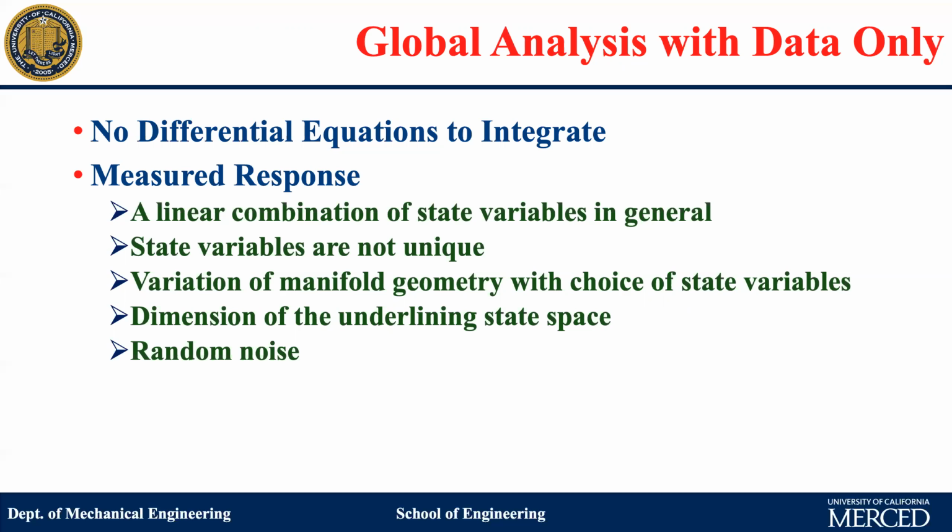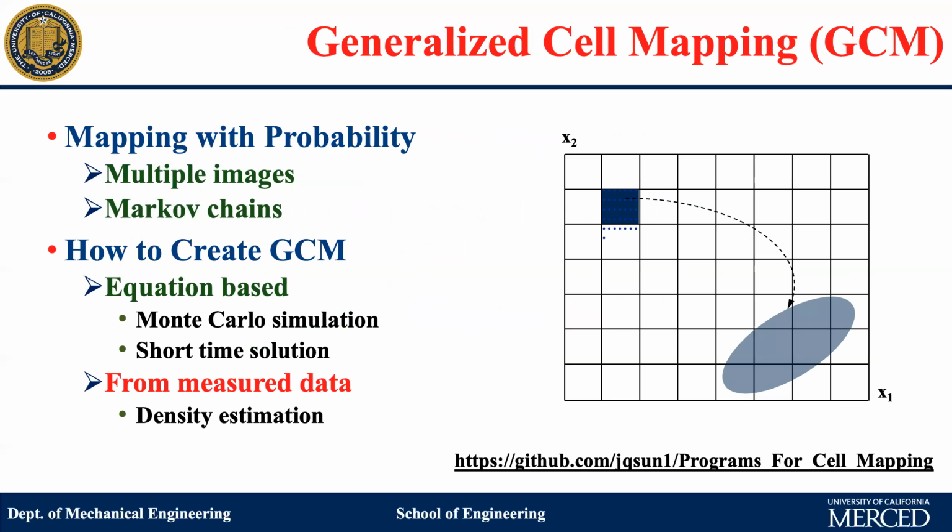The manifold of those nonlinear elements like period orbits or the chaotic motions, the geometry may change depending on what kind of variables you're going to use to describe them. And then we also need to know the dimension of the underlying state space. From the data, we don't really know. One interesting observation in this study is that we found a tremendous benefit of the noise, the random noise in the measurements. It actually has a very beneficial effects.